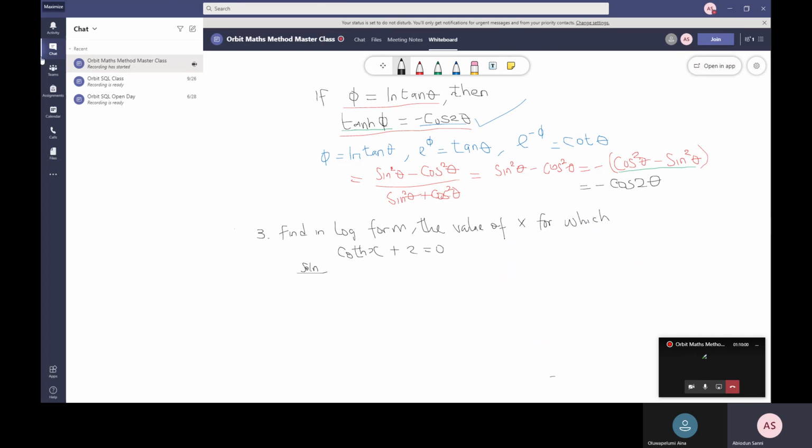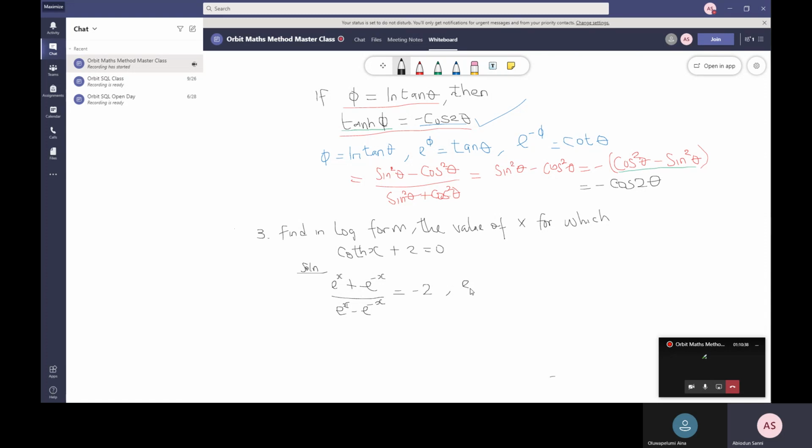So doing that, I'm going to have coth x is just exponential x plus exponential minus x, all over exponential x minus exponential minus x, equals minus 2. So let me just take the 2 to the other side. Are you with me? So let's cross multiply.